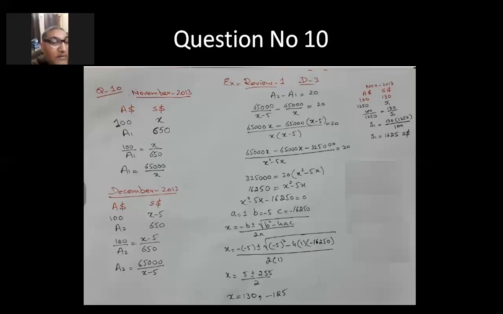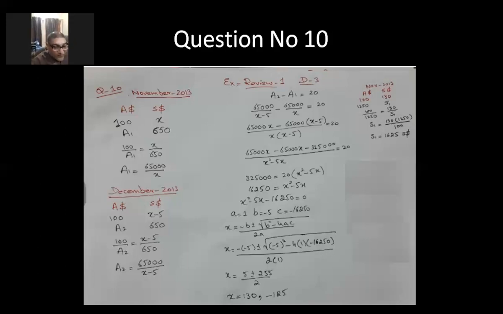We will have 5 plus 255 divided by 2. That will give you an answer of 130. Okay. So the other option is 5 minus 255 divided by 2. So you will get minus 125. So now you can see that we have two values of X, but the X was supposed to be positive. Okay. So I will take the X 130. So X equals 130 will be our answer.